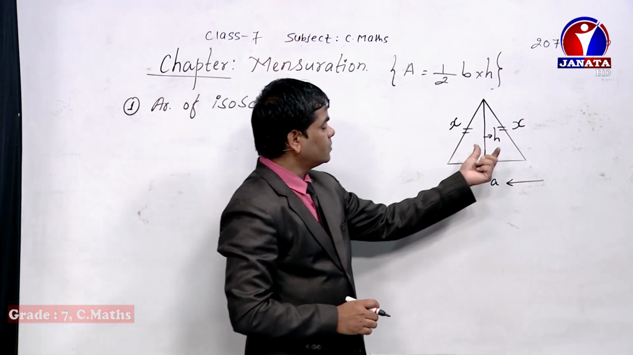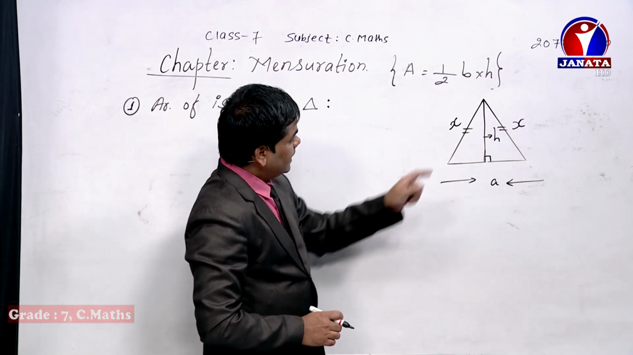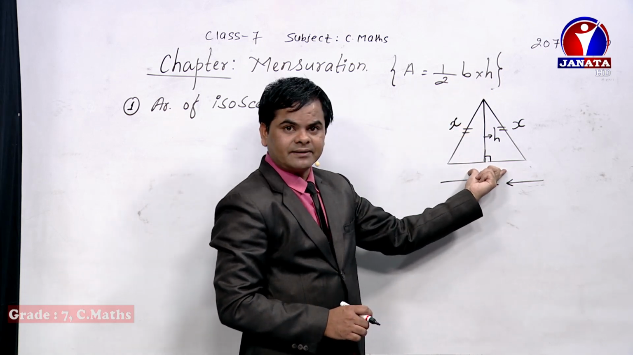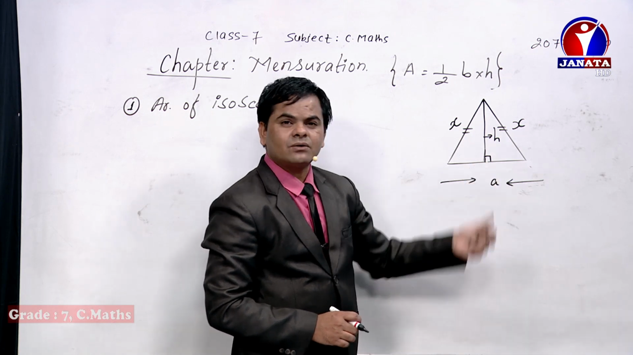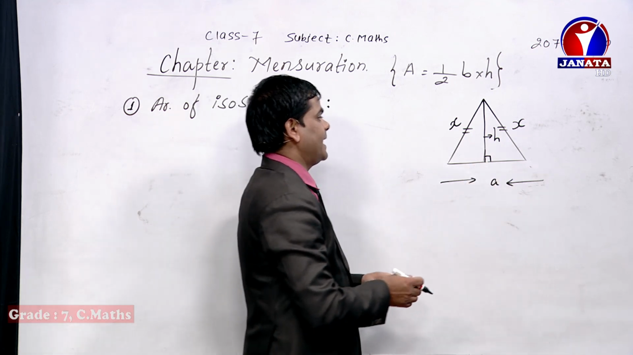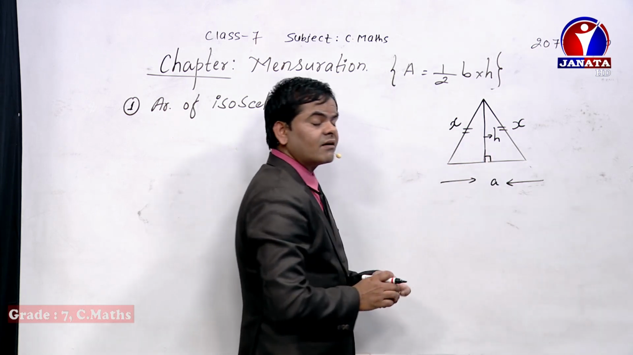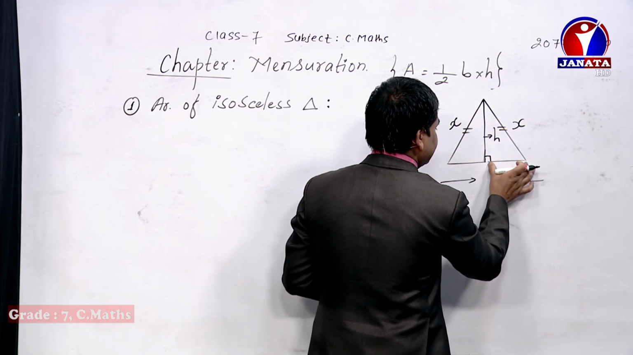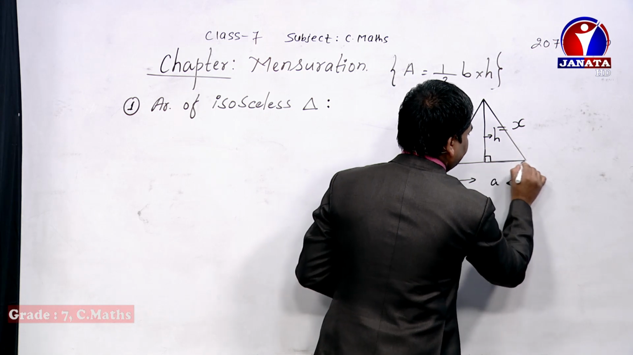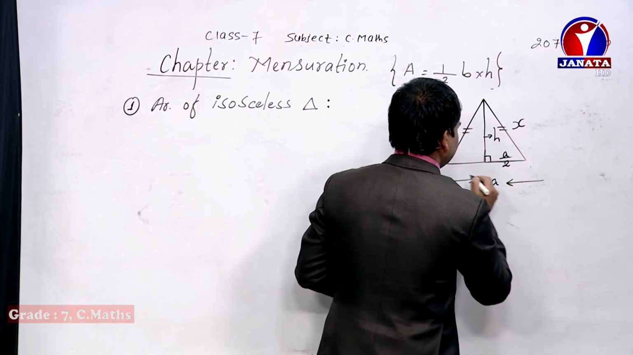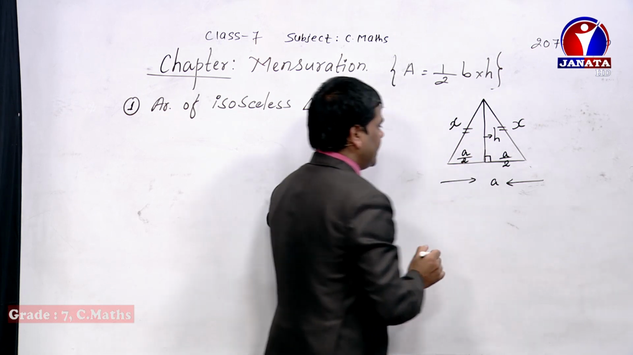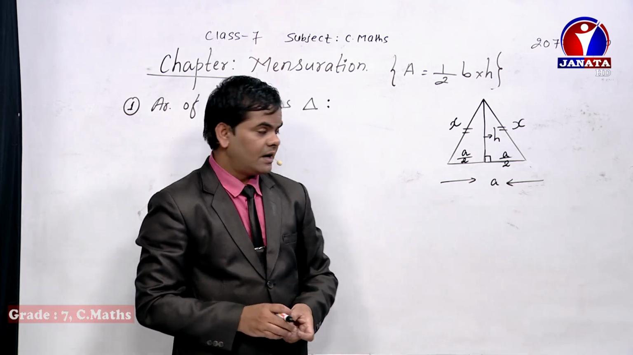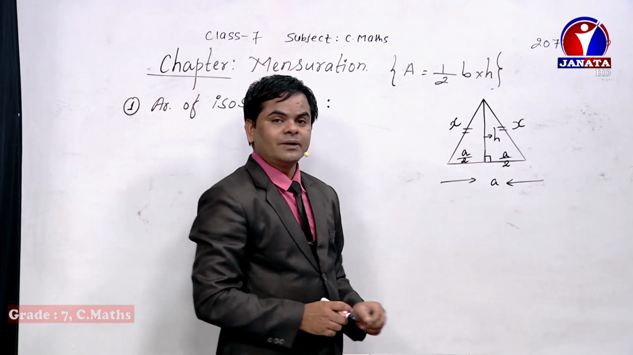In order to find the value of h, from the vertex the perpendicular line h comes down to the base. When it meets a certain point of the base, in the case of an isosceles triangle and equilateral triangle, it divides the whole base into two equal halves. This side is half, this side is also half. It means the length of this one is a by 2, and this side is also a by 2. The whole 100% is divided into two equal halves, a by 2 and a by 2 altogether.